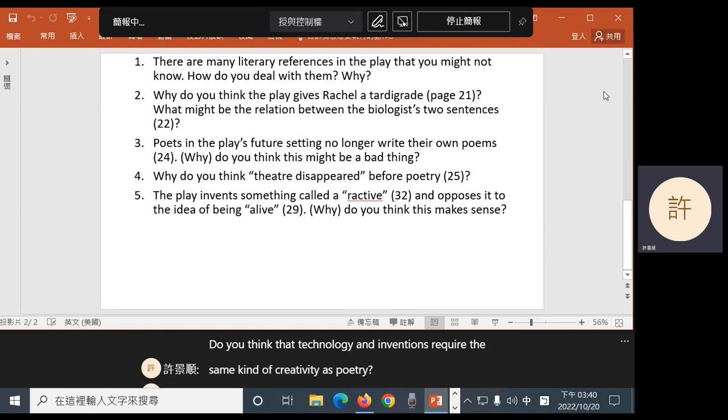Maybe making poetry is something that doesn't have to be true, right? It's just your feeling, to make people feel touched. But for the creation of technology, there's a time when you have to put something into reality. That's the difference between the technology or the invention and the imagination, right? It's a difference.